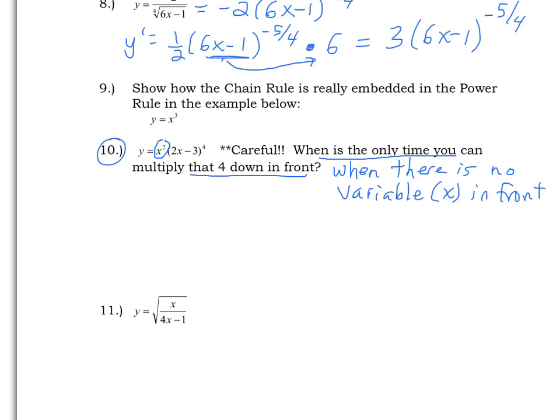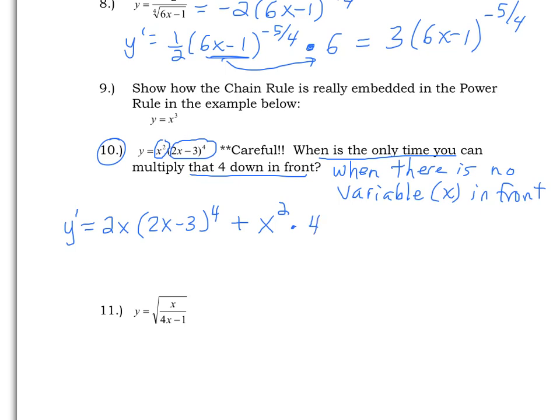So instead, what we're going to have to do is treat these two parts as two separate functions. And we're going to need our product rule. Okay? Because we have a product of two functions. So we have 2x, that's the derivative of x squared, times (2x minus 3) to the 4th. That's the first half of my product rule. The second half is to keep the first function the same. And now I have to multiply by the derivative of the second function.